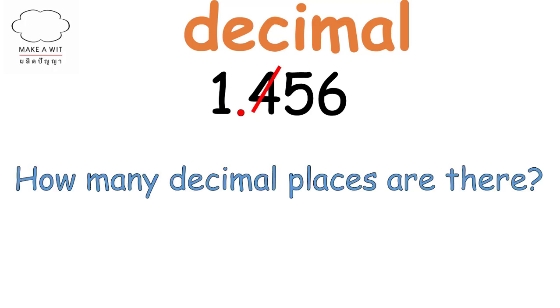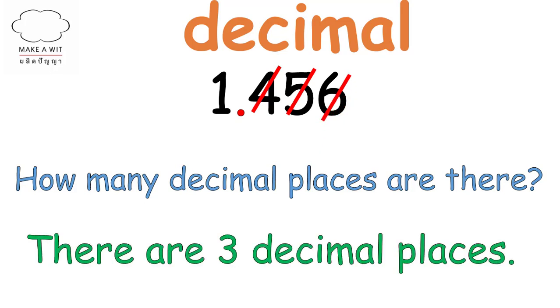And next, decimal 1.456. How many decimal places are there? There are 1, 2, 3. Oh, there are 3 decimal places. How do we count the decimal places?